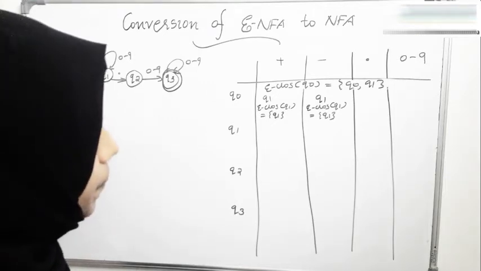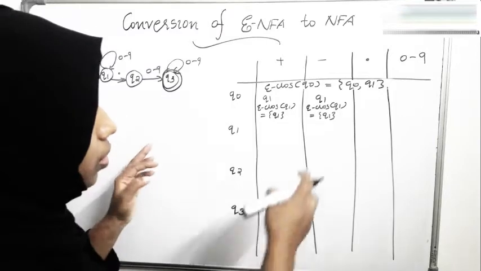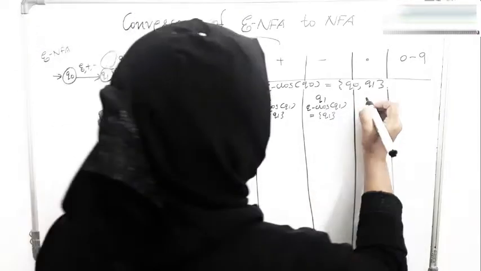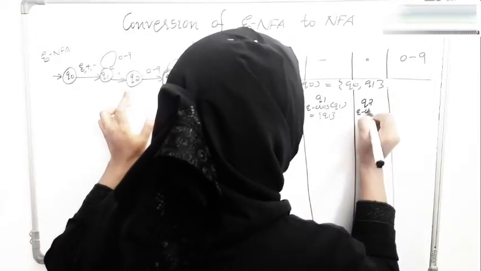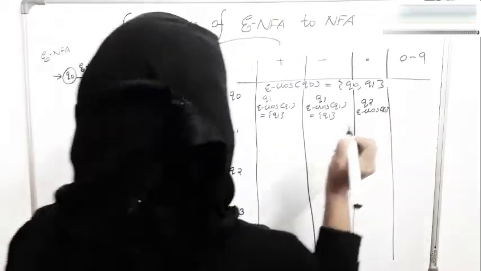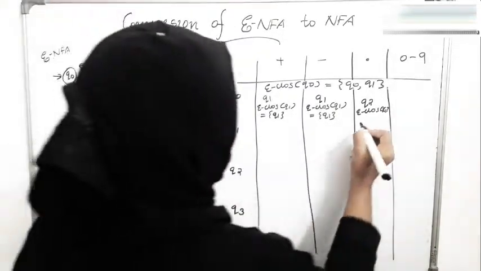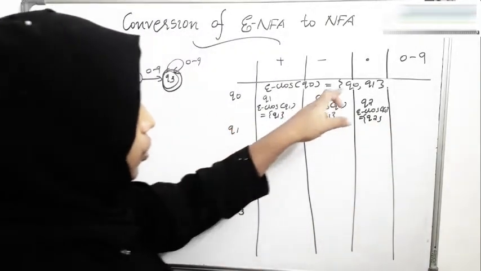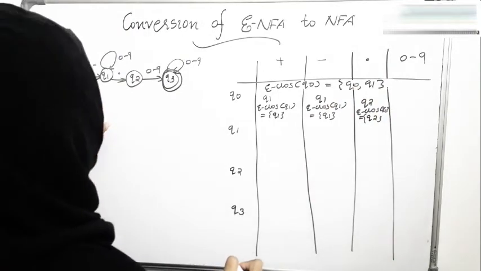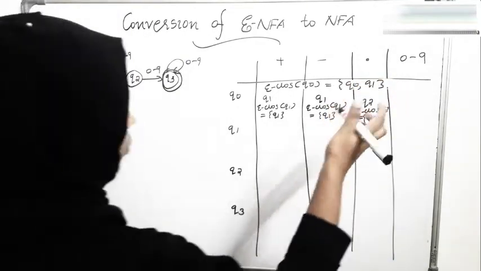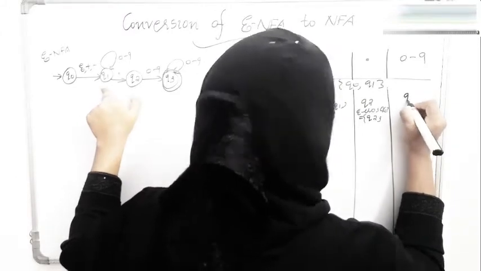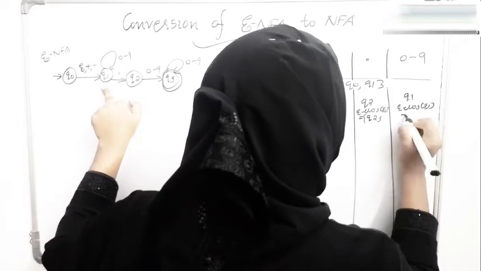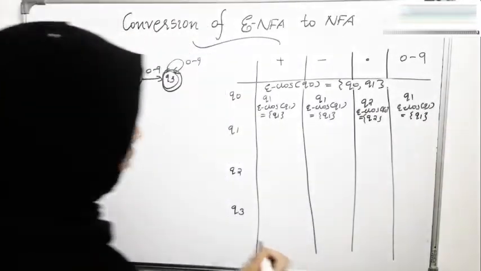Now Q0 comma dot is not defined. Q1 comma dot is Q2. Now E close of Q2. From Q2 there are no epsilon transitions, so it is simply Q2. Now Q0 comma 0 to 9 is not defined. Q1 comma 0 to 9 is Q1 itself. So E close of Q1 is Q1 itself. And that's it.